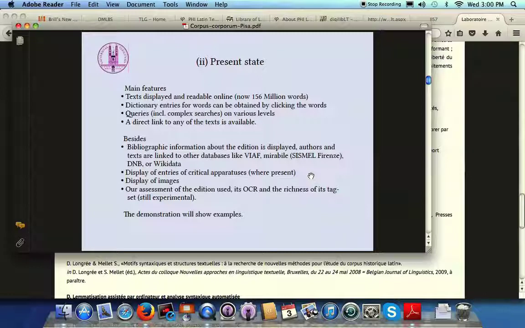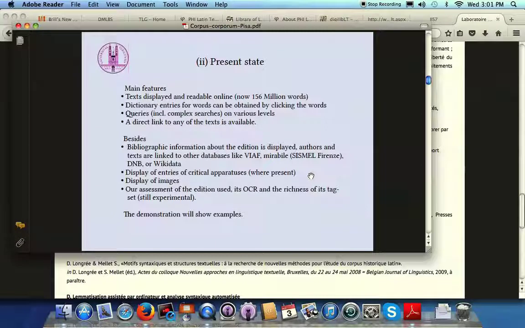More recently, we added a few new features. We linked the text to bibliographic information about the edition the text is from, about the authors, about the texts, especially to the resources VIAF, to which I will come back later, and to Mirabile and DNB and Wikidata. I will show these things later on when I present the resource itself.